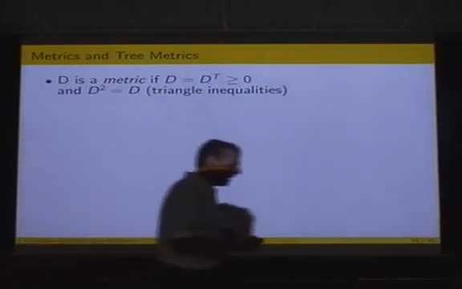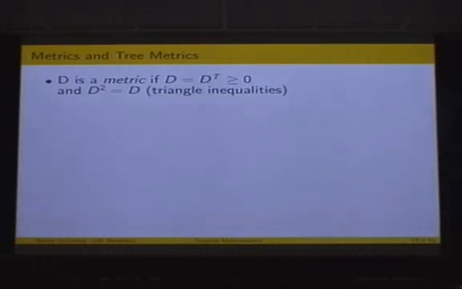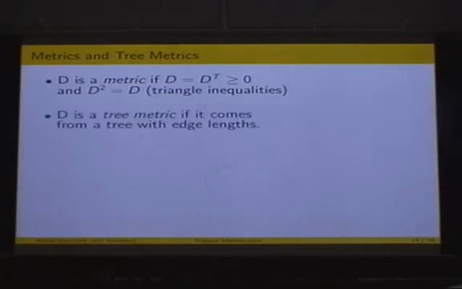Okay, so those are metrics. So now we have matrices with matrix multiplication, and we have metrics. Now I need one more definition. I need the notion of a tree metric. So a tree metric is the following. Suppose we have a tree. By a tree, I will mean a connected graph without cycles. So a tree is a connected graph without cycles.